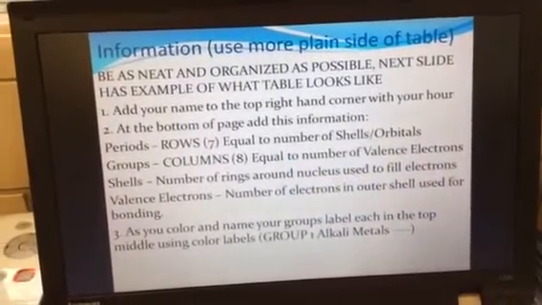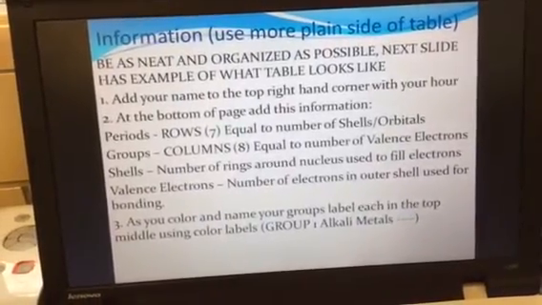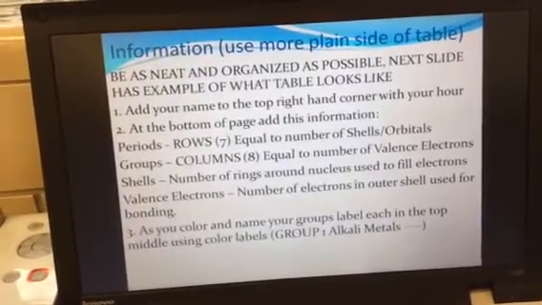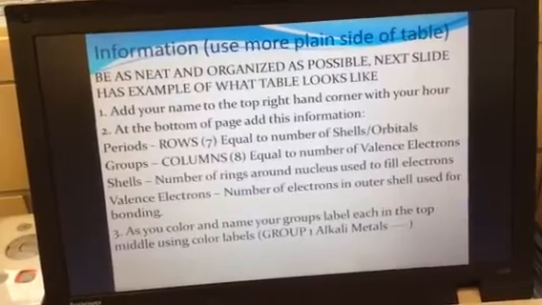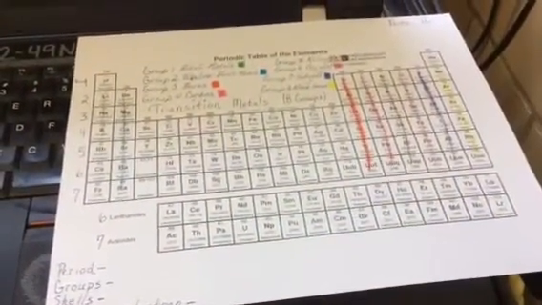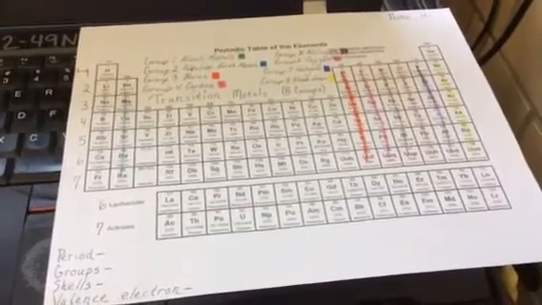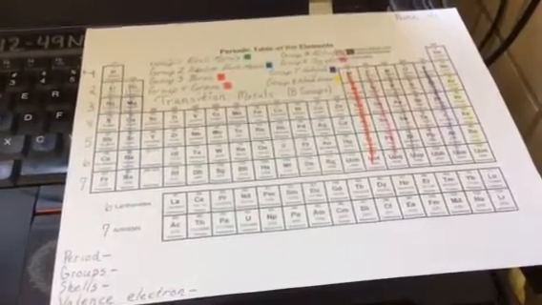Now, this is what you're going to do as you go through this assignment. Like I said, be as neat as possible, as organized as possible. The next slide does have an example of what the table looks like, but I also have one in front of you here. So this is basically your finished product, what it's going to look like, and you will color in the boxes fully, not just with lines like I did.